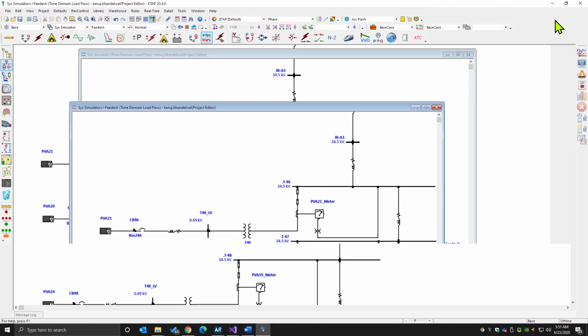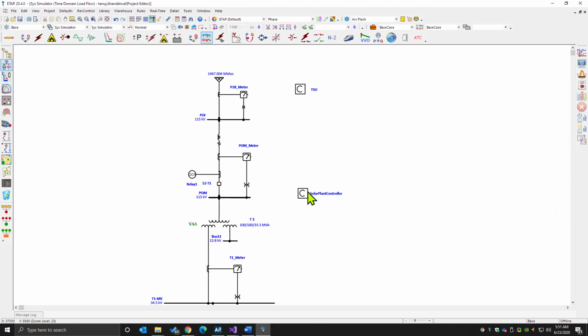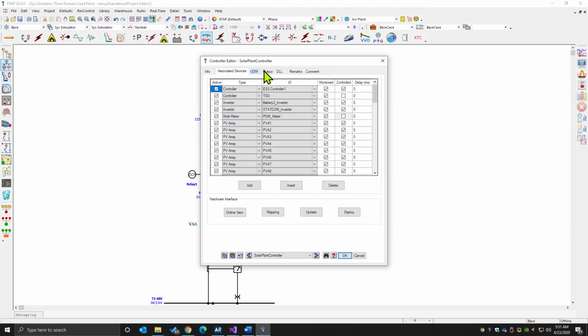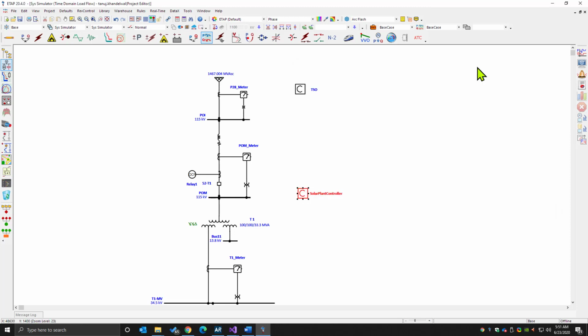You can also include the controller as part of the power system model, which we'll go through in a little bit more detail, but the plant controller can be defined such that it's associated with a set of inverters, a set of meters, a set of PV panels, including other controllers, as well as energy storage devices. Once the single line diagram, the controller, and the impedances have been defined along with the time series data, ETAP can simply give you a time series calculation at the press of a button.